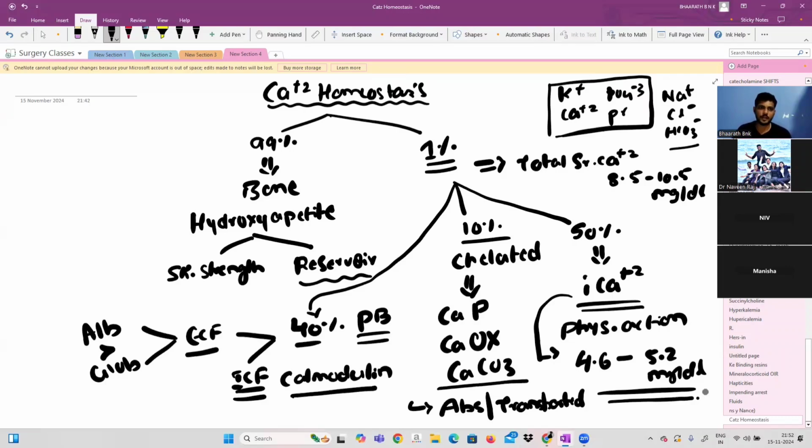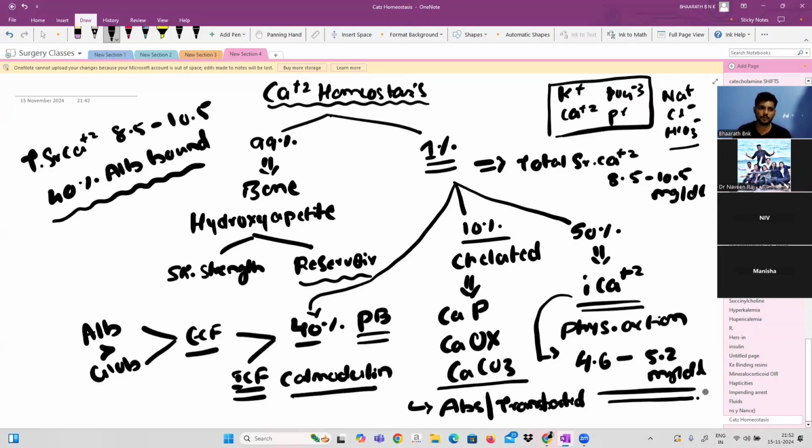Out of the total serum calcium that you measure, which comes out to be 8.5 to 10.5, 40% is albumin bound. So whenever you get a serum calcium level, the first thing you should look for is the albumin level, because every 1 gram per deciliter reduction in albumin reduces calcium by 0.8 mg per deciliter. If you take albumin as 4.5 to be normal, then from 4.5, every 1 gram reduction in albumin reduces calcium by 0.8 mg per deciliter. We'll see how to correct those as we progress further. So this is all about calcium.